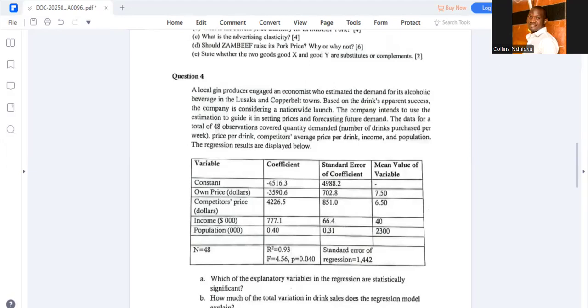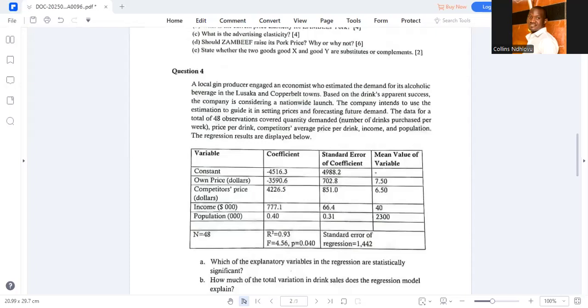Okay, so before I go any further, I'll just briefly give you some simple notes that you need to understand when you're dealing with tables like that. When you have a regression table, we have what we call the coefficients. What are coefficients? The term coefficient, what does it mean? It means a variable which expresses the effect it has on the demand.